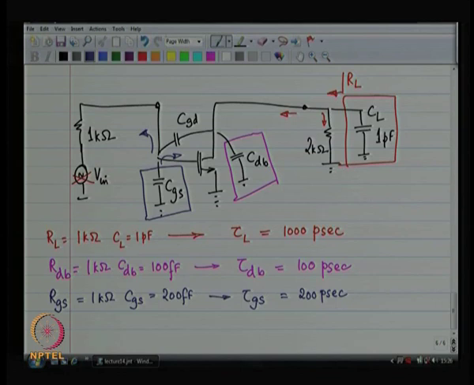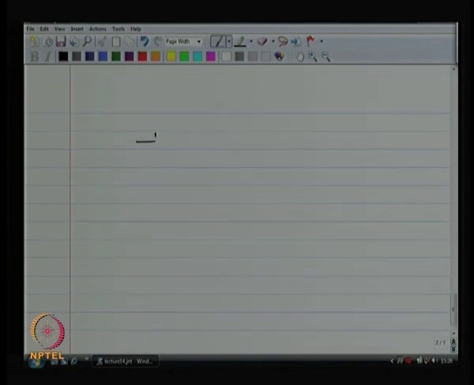Okay. Now, what have we got left over here? We have got CGD left. So, that is going to be the last one. I kept it for the last because it is also a little tricky to do this one. Why is it tricky? Because it is no longer with respect to ground. All the other capacitors are with respect to ground. Okay. So, this is what we have got. Let me redraw it.